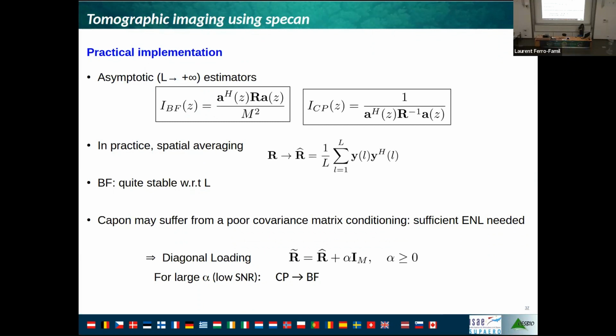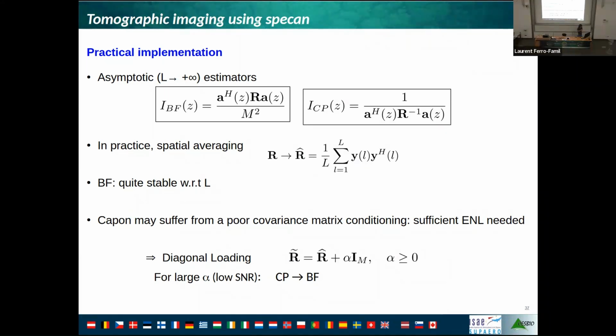Okay. So how does it work in practice? When you download the TomoSense data, you will have the images. Now you know how to compute the covariance matrix, and you just compute this. You will learn during the practical how to compute the beamformer and Capon estimates.